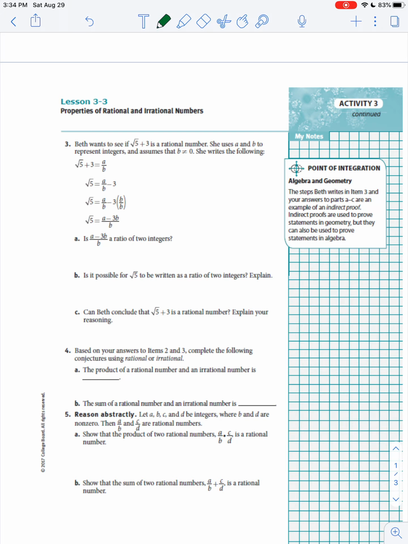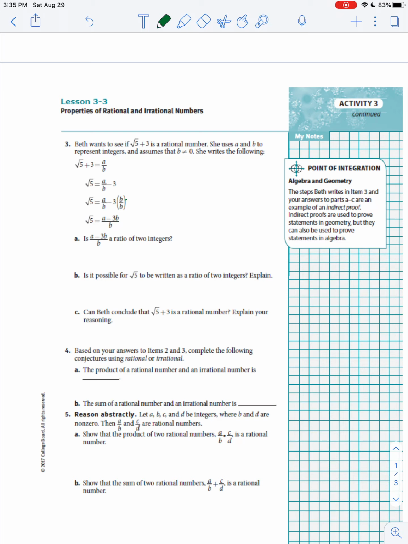On the next page, we have a different expression this time. Beth wants to see if root 5 plus 3 is a rational number. She uses a and b again to represent integers and assumes that b is not 0. She says, let's see what we can do with root 5 plus 3 equals a over b. It looks like she's subtracting 3 on both sides, so she gets root 5 equals a over b minus 3. Then she wants to combine those expressions, so she uses an appropriate form of 1, which is b over b, and gets a minus 3b over b.